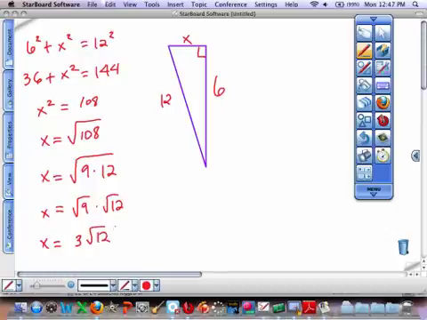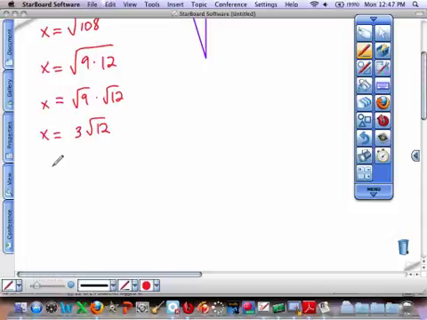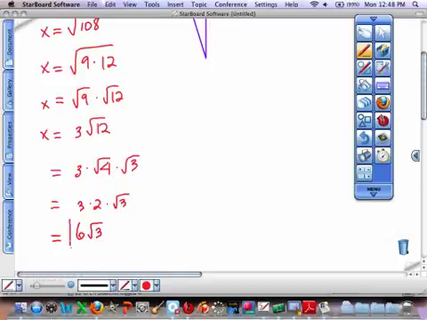Is that complete? Why not? Because 12 can break down to 3 times 4. Yeah, so I can break down 12 even farther. So now I've got 3 times radical 4 times radical 3. What's radical 4? 2. So that's 3 times 2 times root 3, which then gives me 6 radical 3. And that would be your final answer.